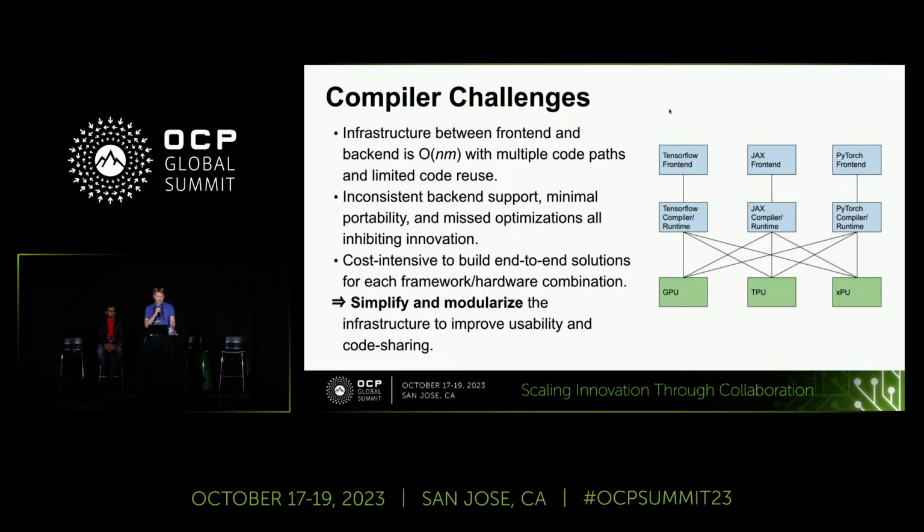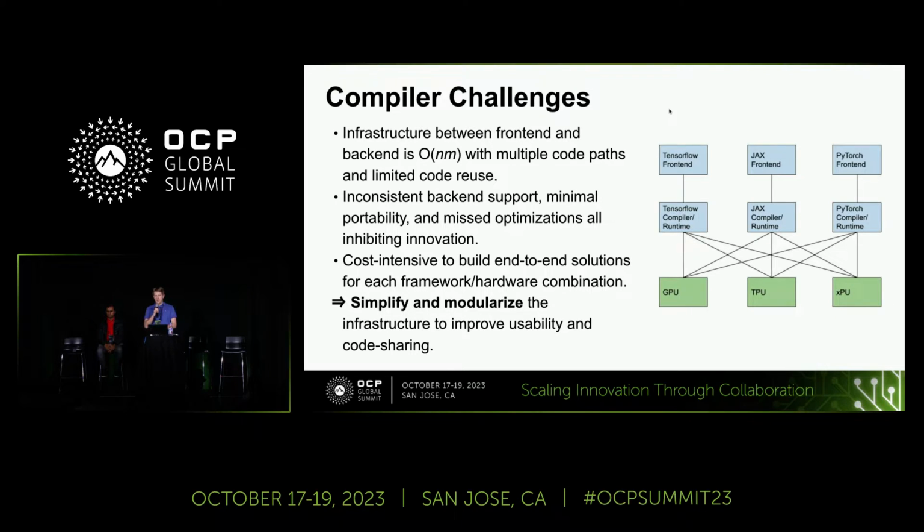So the challenge for the compiler is this is a classic M by N problem, where there's M different front ends, and as soon as there's another great front end, you have M+1 different front ends, and then you have N back ends. And so if you just try to write all the code that goes between every front end and every back end, you're going to end up with inconsistent support. There's not a lot of portability, and you'll have a lot of missed optimizations.